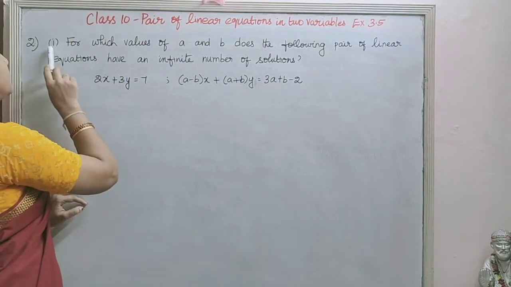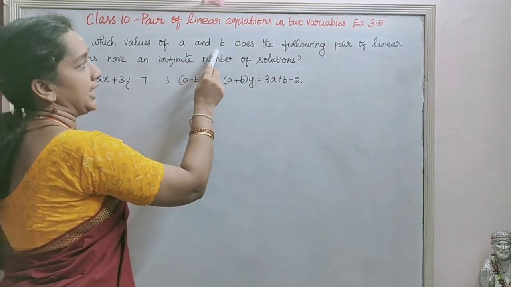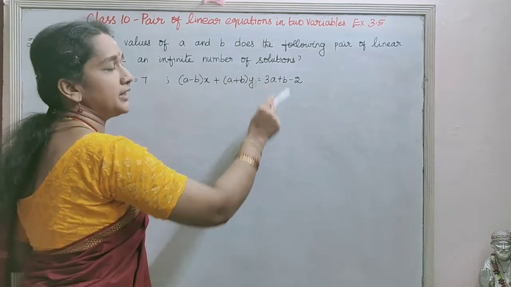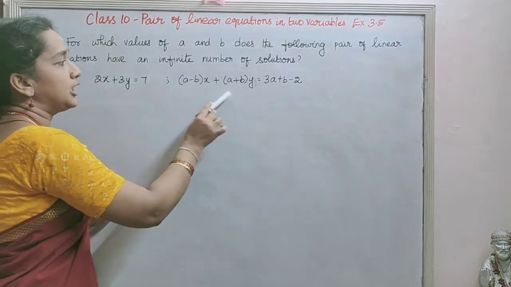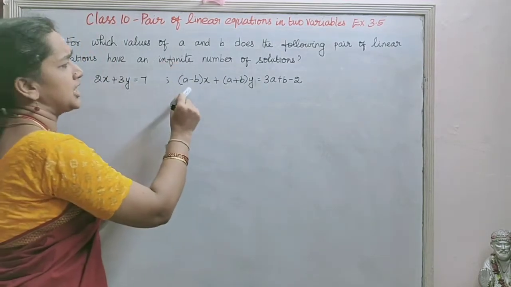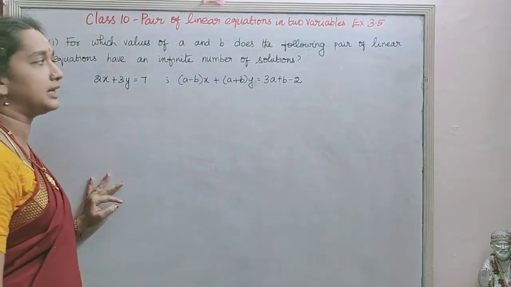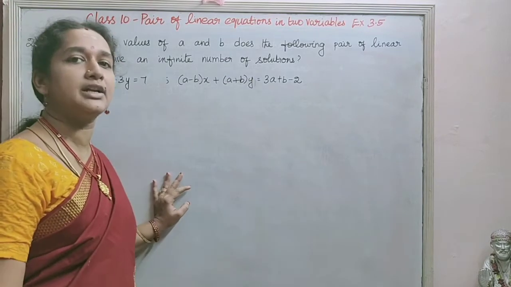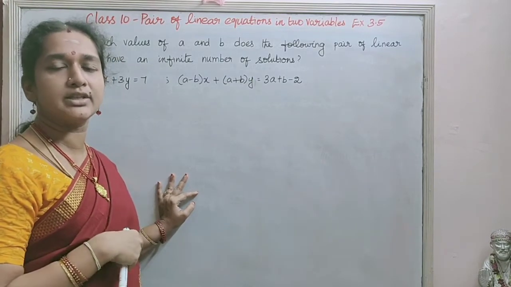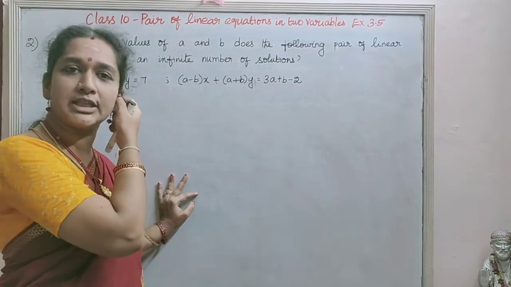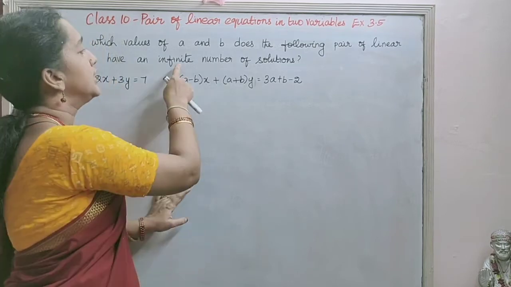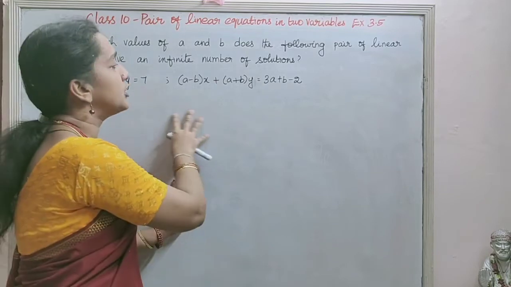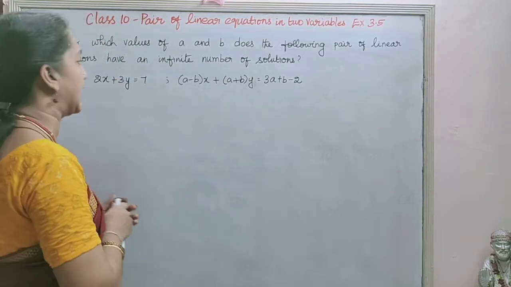Second sum. For which values of a and b does the following pair of linear equations have an infinite number of solutions? So two equations are given. We are asked to find the value of a and b in this. So, for an infinite number of solutions, the condition is a1 by a2 is equal to b1 by b2 is equal to c1 by c2. With the help of that condition, we will solve for the values of a and b.